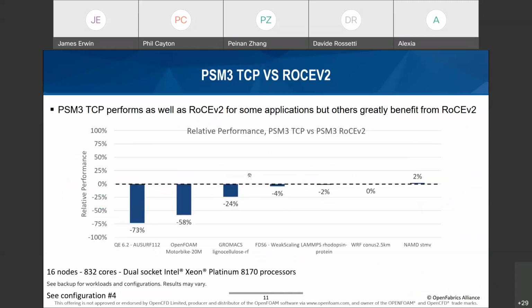The last performance slide I have shows the relative performance of PSM3 with our TCP support versus our PSM3 with RoCE. So this is a PSM3 only slide, and what we're showing is for various applications that we test internally, what the difference in performance is between our TCP and our RoCE stack. Two key points to this slide.